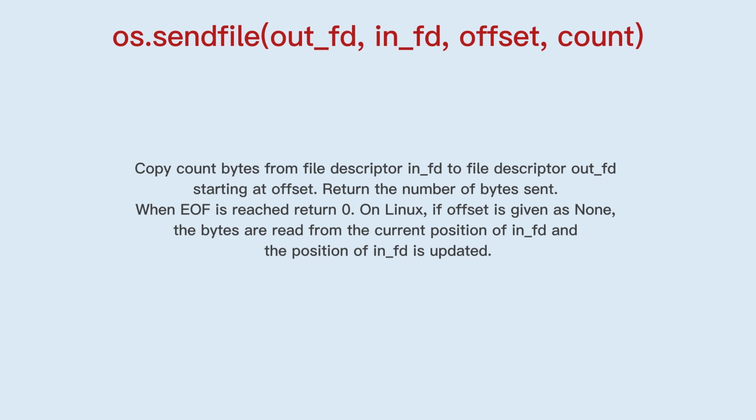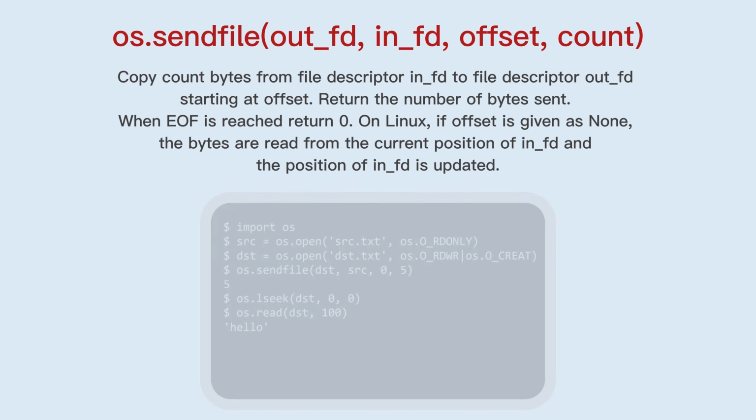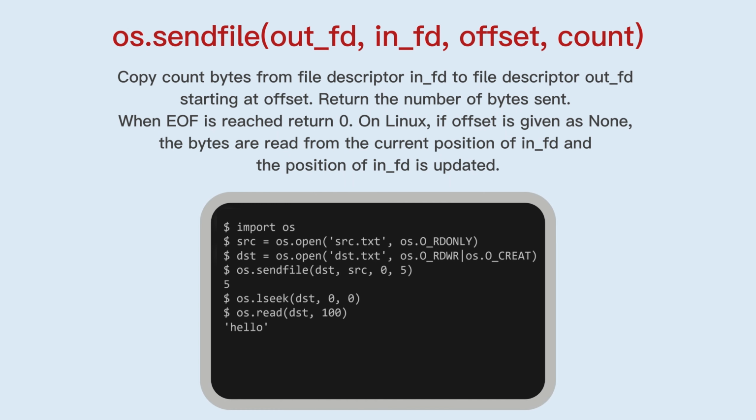os.sendfile. Copy count bytes from file descriptor in_fd to file descriptor out_fd starting at offset. Return the number of bytes sent. When EOF is reached, return 0. On Linux, if offset is given as None, the bytes are read from the current position of in_fd and the position of in_fd is updated.